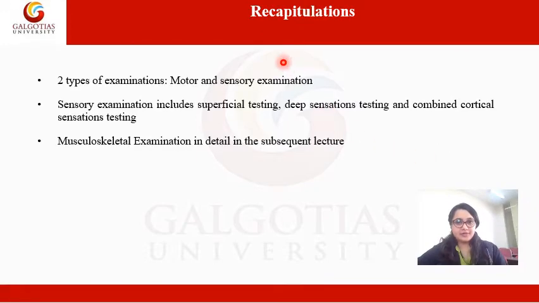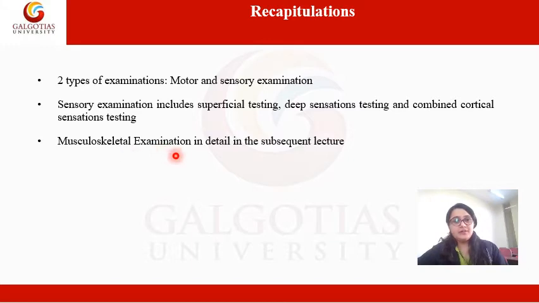So, just recapitulating what we read in our last class, we read that there are two types of examinations. There is a motor examination, or what we call the musculoskeletal examination, which we will be reading in this session. And we read in detail about the sensory examination, which was very clear to us. What kinds of sensations are there? Combined cortical, superficial, deep. How are they tested? What are the tools used? We also read about the patient position, the therapist position, and various such aspects.